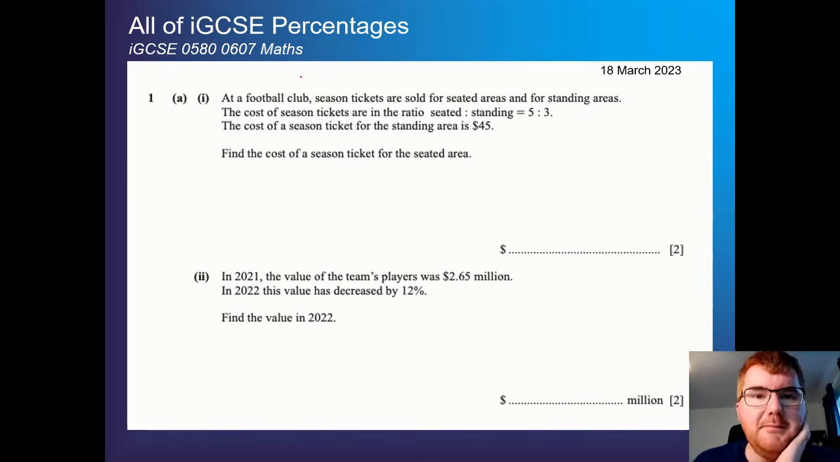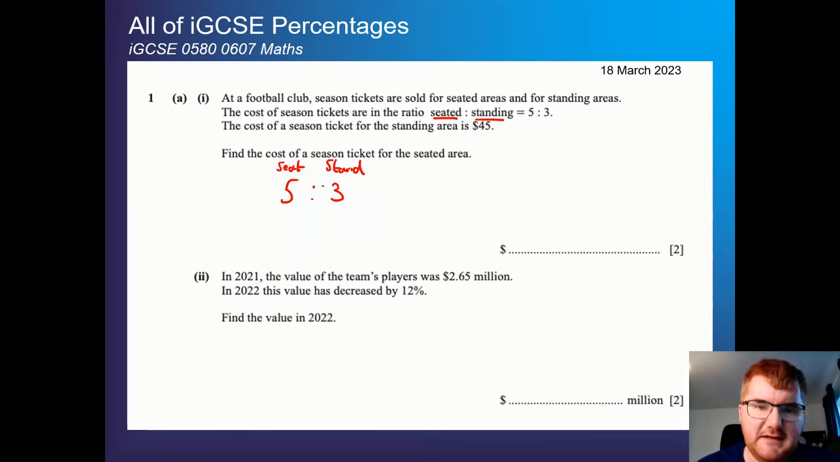So at a football club, season tickets are sold for seated areas and for standing. The cost of season tickets are in the ratio seated to standing is 5:3. The cost of a season ticket for the standing area is equal to $45, and then what the cost for the seated. So we have the ratio 5:3. Let's put seat and stand. We know the cost of standing is 45, but we don't know the cost of seating, the question mark.